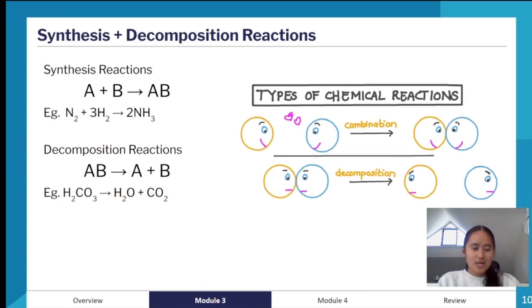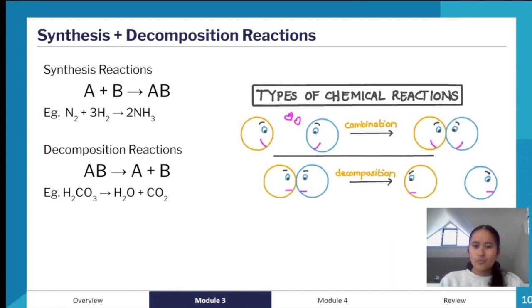The opposite end of the spectrum is decomposition reactions, where we have one reactant breaking down into two products. So in synthesis, we have two reactants becoming one product. In decomposition, we have one reactant becoming two products. If you look at the image, it does a good job of showing you what's happening with the little smiley face circles. But an example is this reaction where carbonic acid is changed into water and carbon dioxide.